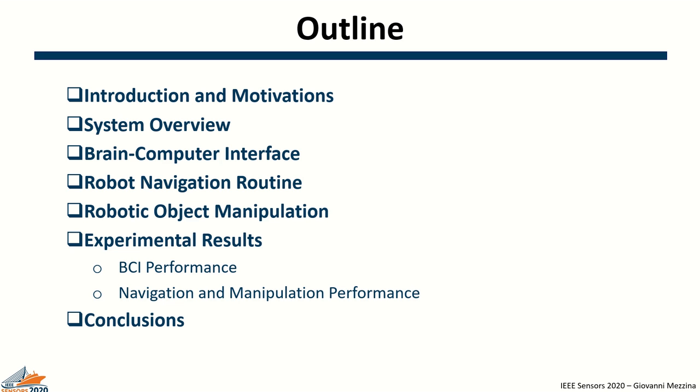In these slides, you can see the talk outline. As a first step, a general description of the architecture will be provided to identify the roles of each performance composing the system. Then the brain-computer interface algorithm designed in this context for a specific application will be presented. Next, two proof of concept videos will support the description of the navigation and object manipulation routines which are embedded on the robot. A section is thus dedicated to the experimental results, focusing on the BCI and the robot routine performance.